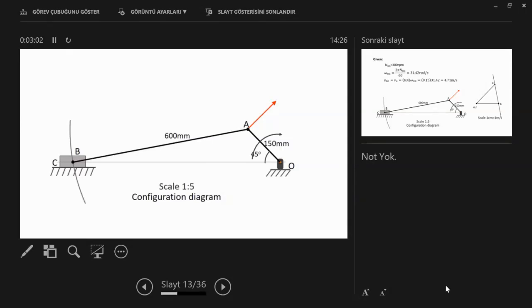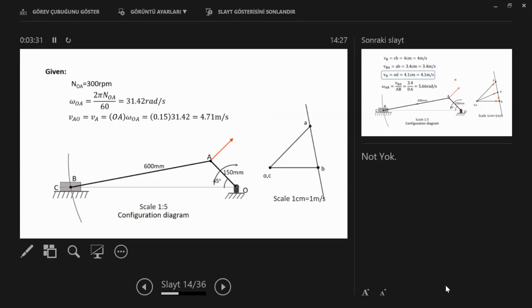Okay, so this is the crank slider mechanism, inline. It could be offline. And we know the motion characteristics of the crank. The position is given, 45 degrees, length is given, and speed is also given, because the RPM is given. So let's see that.